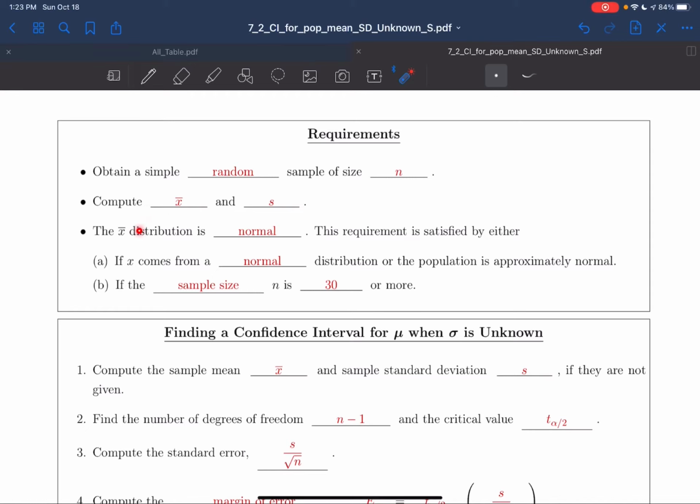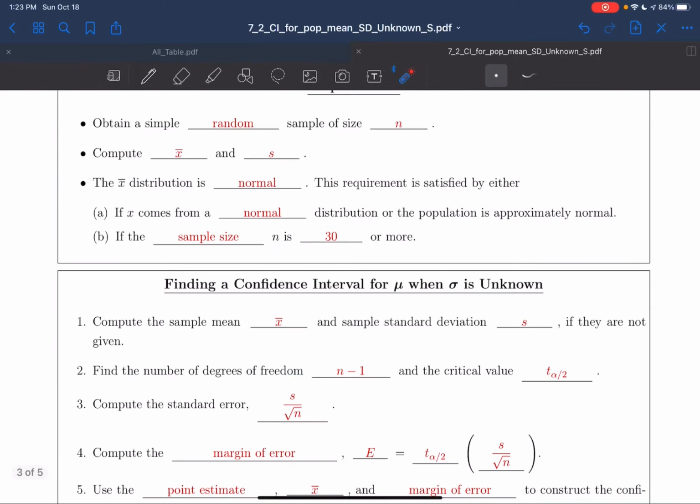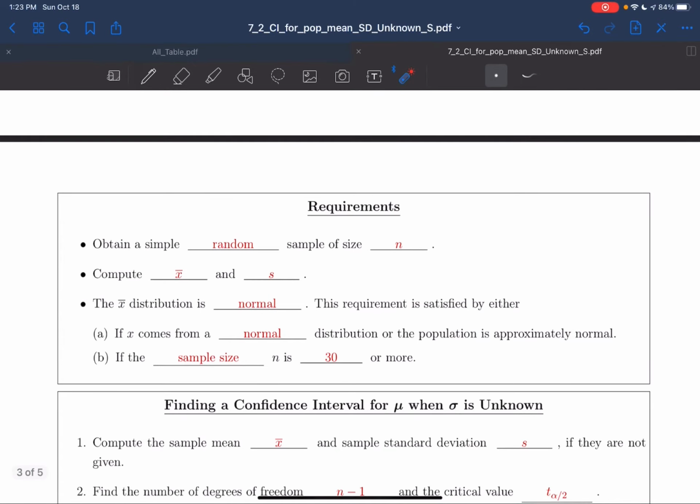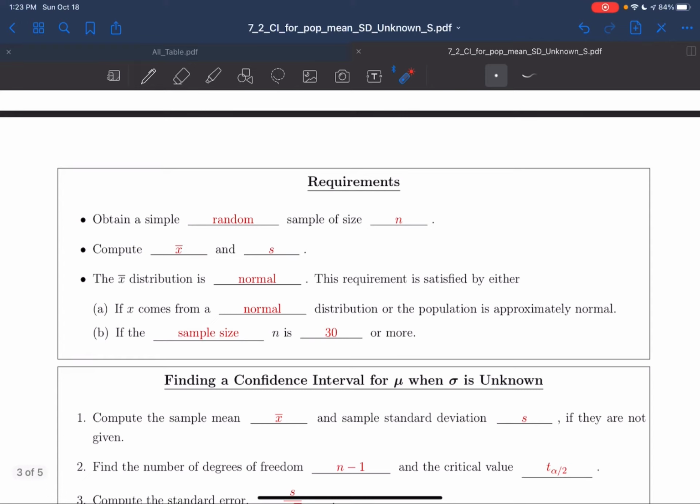And how do we satisfy this? Again, we could satisfy this by checking one of two things. Does x already come from a normal distribution, or is the population approximately normal? Or is the sample size n big enough, greater than 30? If one of these is satisfied, then we could say that our sample mean distribution is about normal.